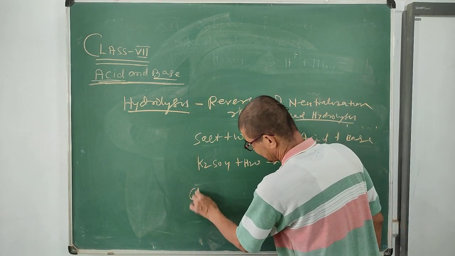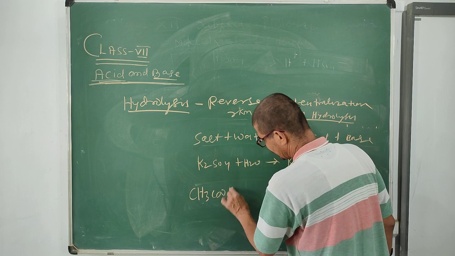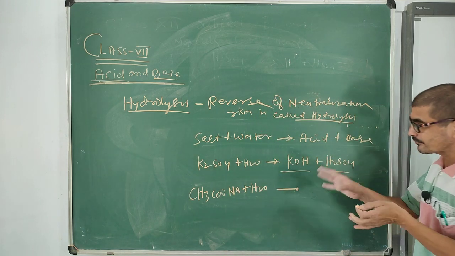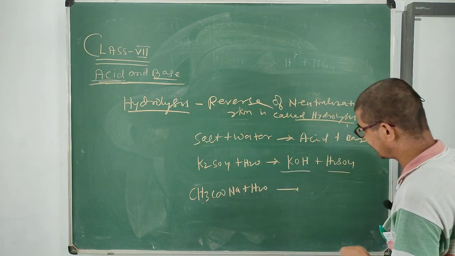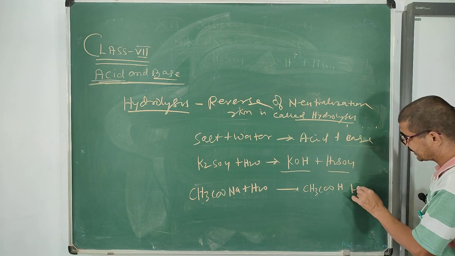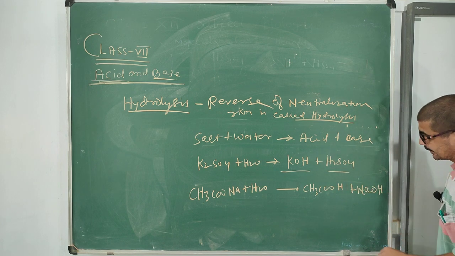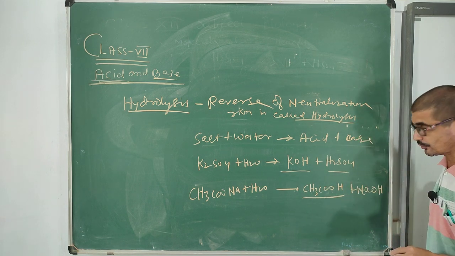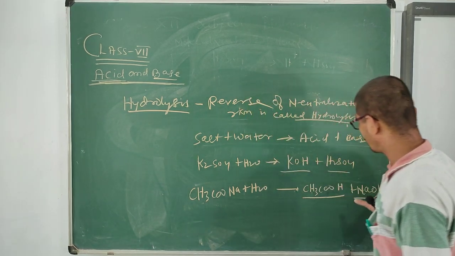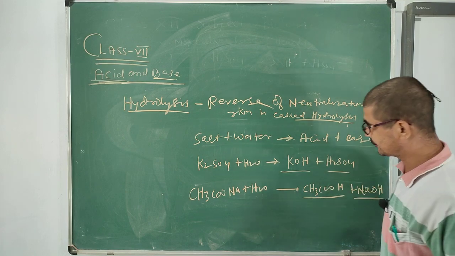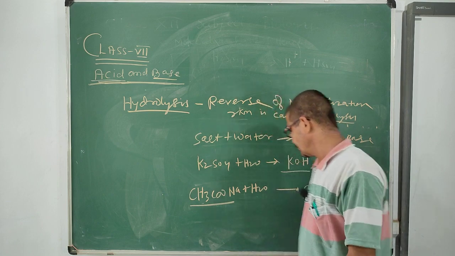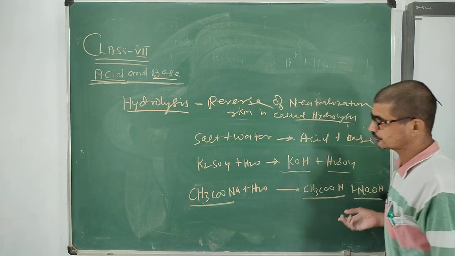Now we'll take another example here. Sodium acetate reacts with water. It means interaction of water with a salt like sodium acetate to form acetic acid and sodium hydroxide. In this case, acetic acid is a weak acid because it is an organic acid, and sodium hydroxide is a strong base. So the solution is basic because the base is strong here. After hydrolysis of sodium acetate, we will get a basic solution due to formation of the strong base sodium hydroxide.